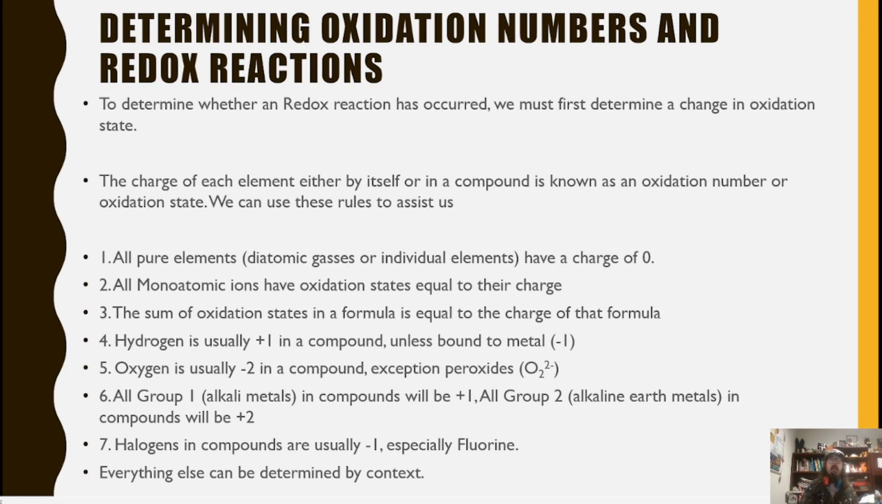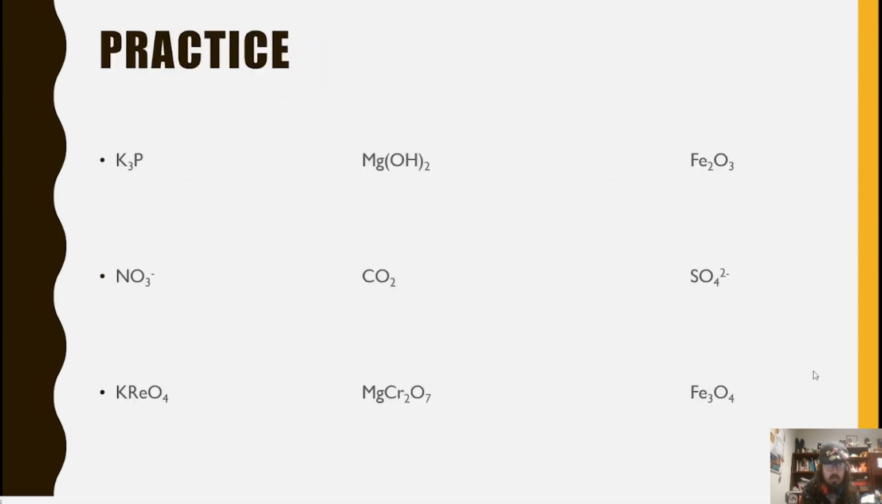Every other element can be determined via context, so we have to think about what it's bound to. But this is kind of how we've done it before. How did we figure out that iron was 2+? We looked at everything else, what's with it to make it 2+. So with that in mind, let's see this. So if I have K3P, I'm going to write these down and we're going to work them out.